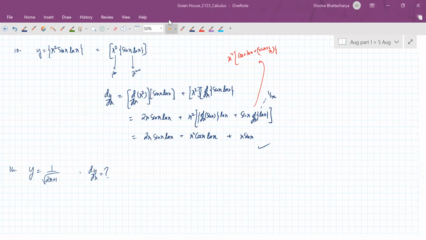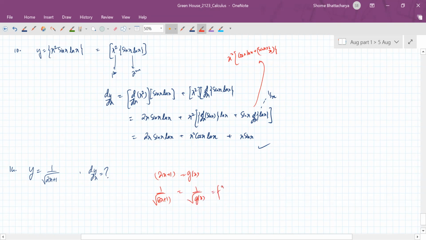Okay, so this 14th question, what should we take as our f of g(x) and what is our g(x)? Yes, very good, Rishikesh, that's correct. The inside function is 2x plus 1, so 2x plus 1 is our g(x). And 1 upon square root of 2x plus 1 is basically our f of g(x).